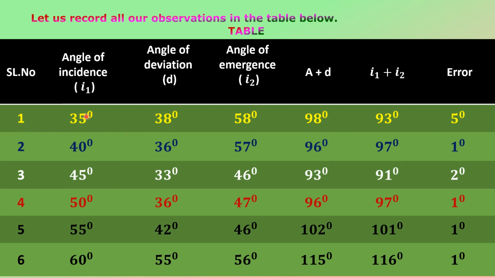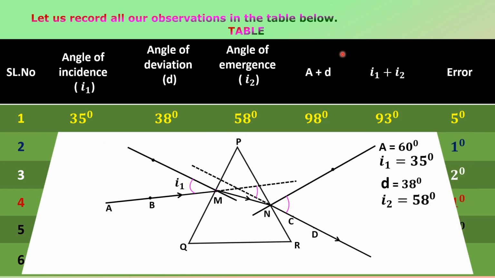So totally we have taken 6 cases. You can check out what are the values of I1, D, I2 from each paper. I will bring back all the papers one by one. Let us check out. See here, this is the case 1.